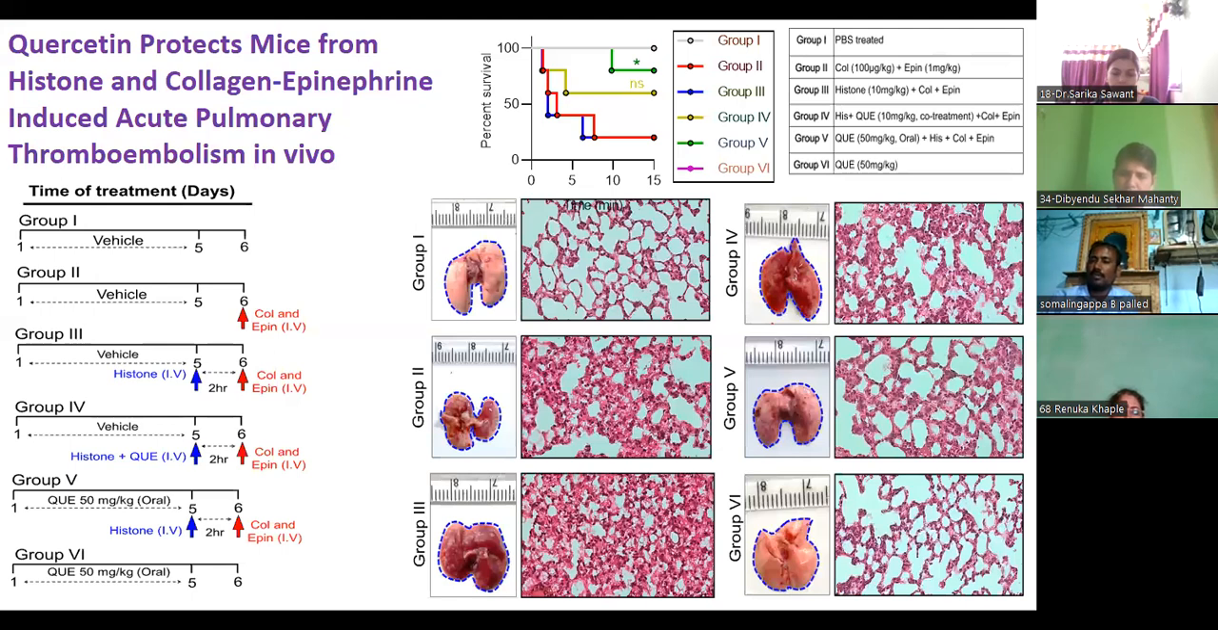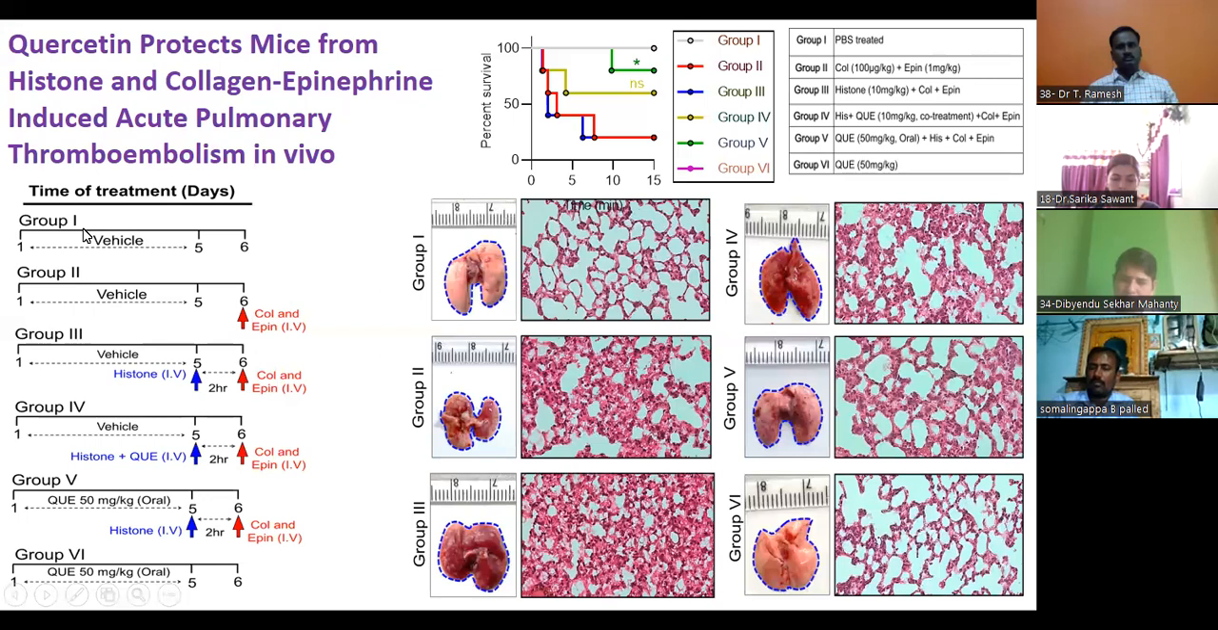Those thrombi will travel to the lungs and form an embolism. So within 20 minutes, the animal will die. This model is pulmonary thromboembolism. We used around 6 groups of animals, and each group consists of 5 animals.